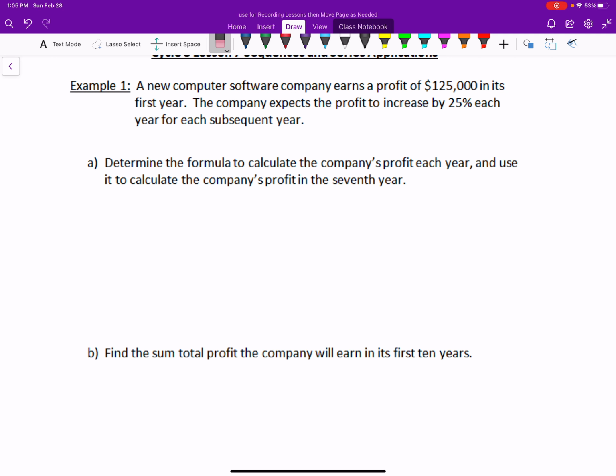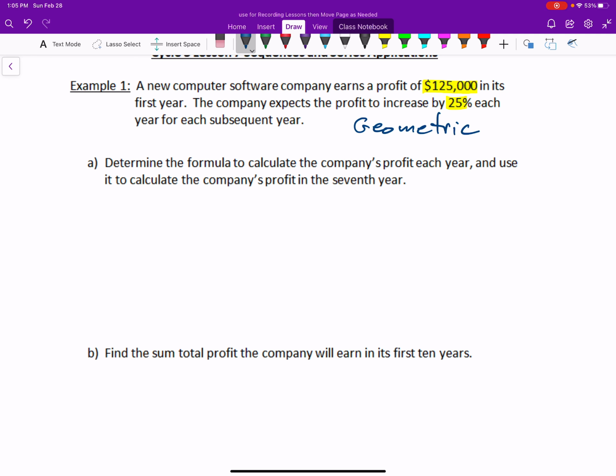So, example 1. A new computer software company earns a profit of $125,000 in its first year. The company expects the profit to increase by 25% each year for subsequent years. All right, so right away, before I even get to what the questions are, I know what's going on as far as whether it's arithmetic or geometric. If it's increasing by 25% each year, that's a proportional relationship, which means it's involving multiplication. This is going to be a geometric sequence or series.